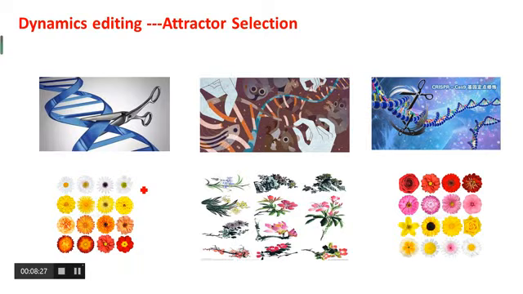Moreover, in a dynamic system, many different attractors can also be connected into phase space. Like here, different colors of flowers can be put together in a box.